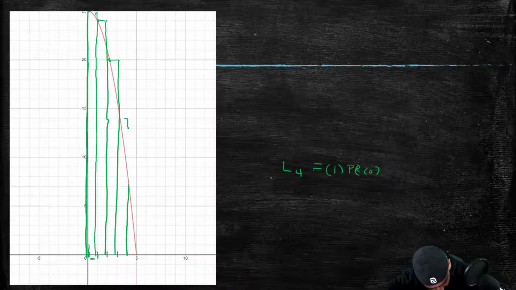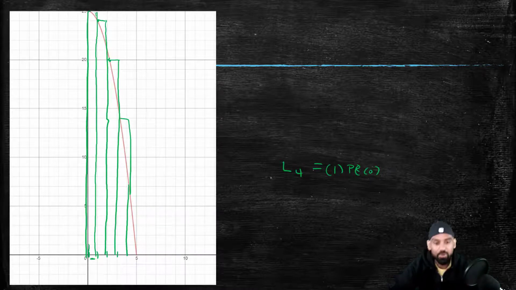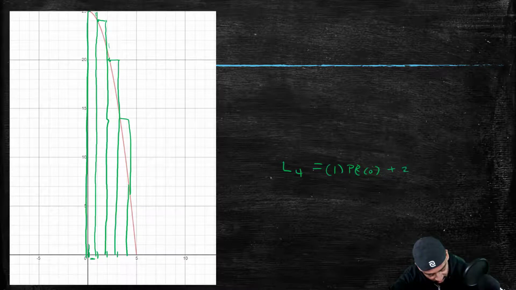Same thing with this guy's height. So we don't take on as much rough area. We take on a little bit more, but not that much more. We leave off a lot of the extra pieces that we had last time. So this is the base times height. The base of 1 times the height, which is P of 0, plus a base of 1 again, times the left-hand side, which is P of 1.